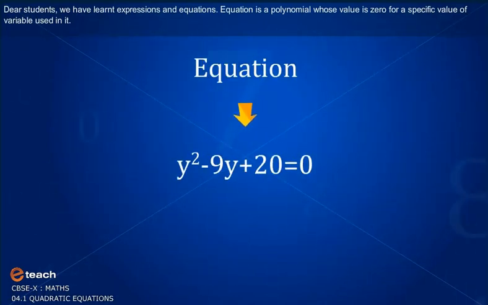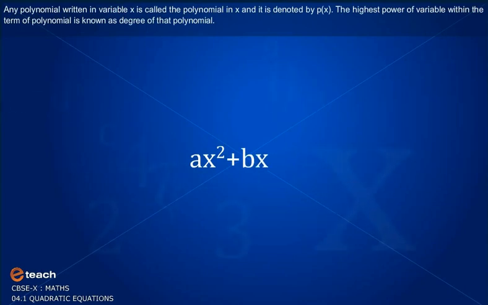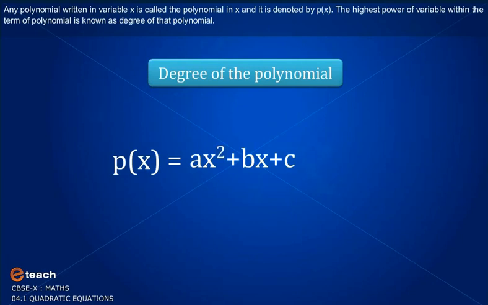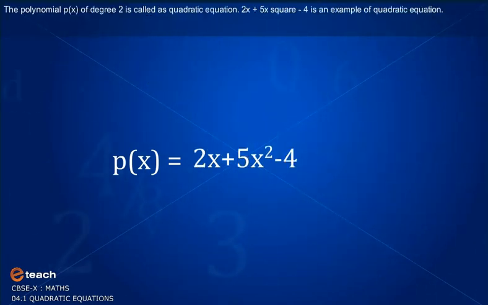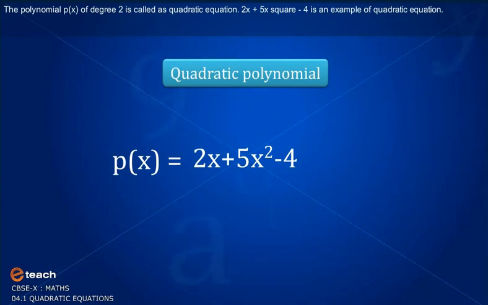An equation is a polynomial whose value is zero for a specific value of the variable used in it. Any polynomial written in variable x is called a polynomial in x, and it is denoted by p(x). The highest power of the variable within the terms of a polynomial is known as the degree of that polynomial. A polynomial p(x) of degree 2 is called a quadratic equation.